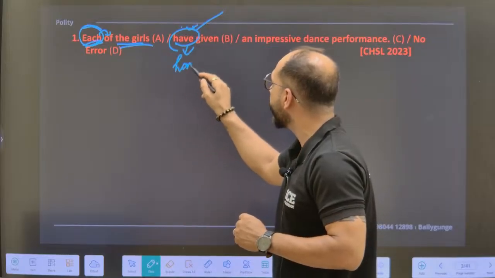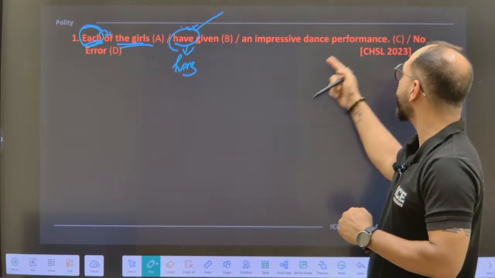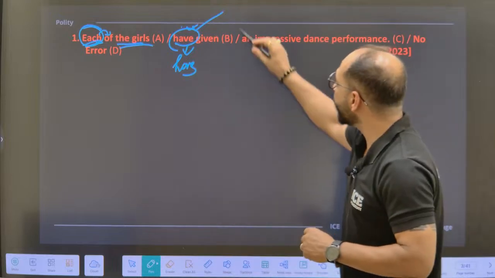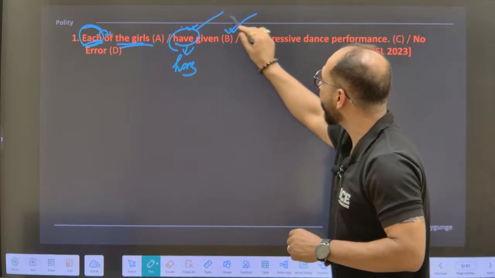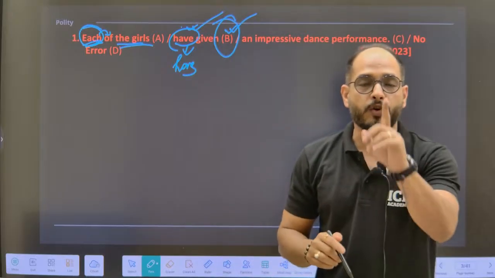It should be: each of the girls has given an impressive dance performance. তাহলে the error lies in the B part of the sentence. This B part of the sentence contains the error. Understood? আর কোনোদিন ভুল হবে?